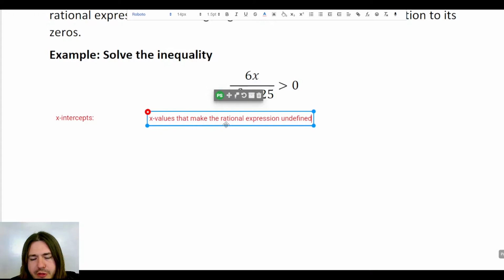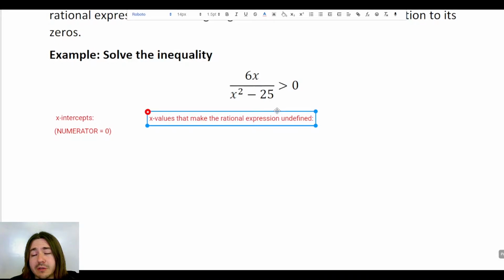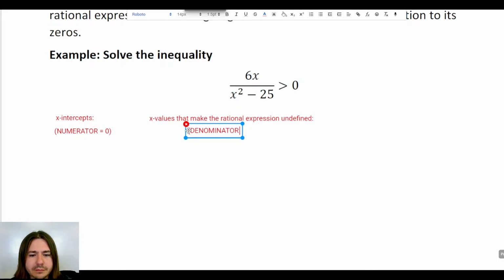Okay, so we've got to find those first, then we'll put all of those on the number line, and then we'll pick our representatives and go through that same process that we did for the polynomial inequalities. So first we'll find the x-intercepts. These will occur when the numerator equals 0. So I'll make a little note here: where the numerator equals 0. So what x values make the numerator equal 0? The x values that make the rational expression undefined will happen whenever the denominator is 0, because you've got to remember you can't divide by 0. So any x value that makes the denominator 0 is going to make the rational expression undefined. So to solve for those, we're going to set the denominator equal to 0.